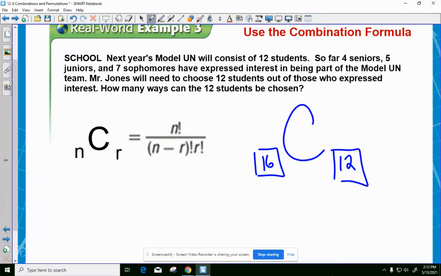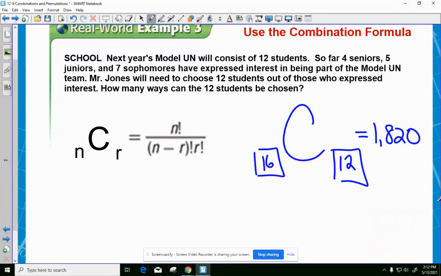Listen, these two numbers could be the same. There's no way that the number on the left can be smaller than the number on the right. You would be trying to say you want more than what you have. That makes you greedy. All right? That can't work. So, how many different possibilities are there? 1,820. Okay.